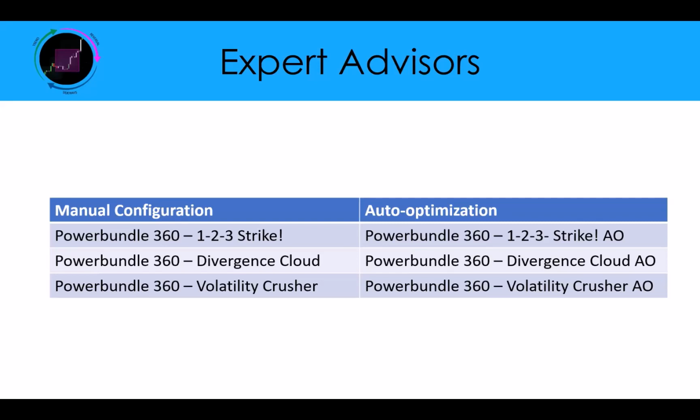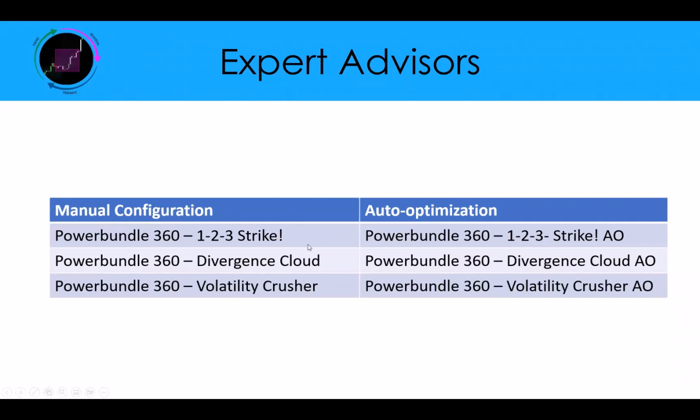But now, with our latest version, we have also included 3 additional expert advisors for automatic optimization. One for 1-2-3 strike, one for divergence cloud, and one for volatility crusher. You can see that these are for auto optimization by the AO suffix at the end of the name: 1-2-3 strike AO, divergence cloud AO, volatility crusher AO. What's special about these versions is that they will find the best parameters automatically for you. And how this works, we'll see in just a bit.